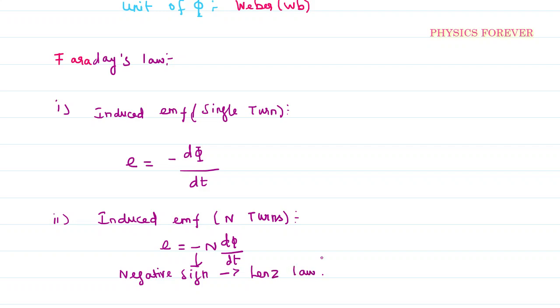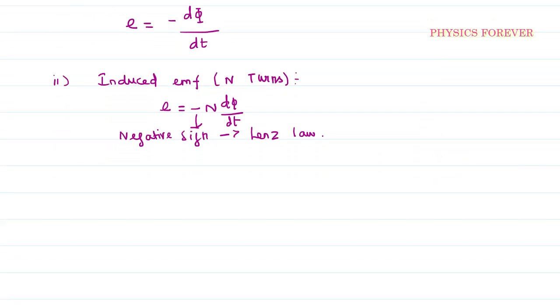So from the exam point of view you should know all these points. First, what magnetic flux is. After that, Faraday's law with two cases: induced EMF for a single turn, and another one for n number of turns. In that induced EMF, the negative sign indicates what is called Lenz's law. Okay, good. Next is the average induced EMF.